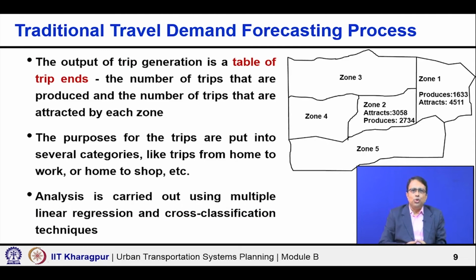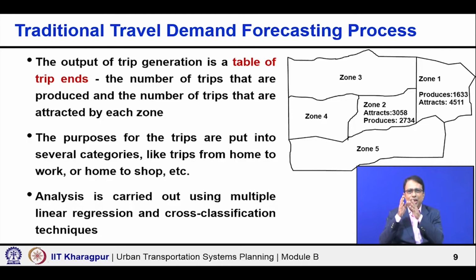Then the output of the trip generation is a table of trip ends. That means, if I consider it like a matrix, if I have n number of zones in a study area, each cell within that matrix will represent what? Trip from i to j. So, if I add all the cells in a row, that will say 1 to 1, 1 to 2, 1 to 3, 1 to 4, 1 to 5, like that up to 1 to n, the total is how much is getting produced in zone 1.